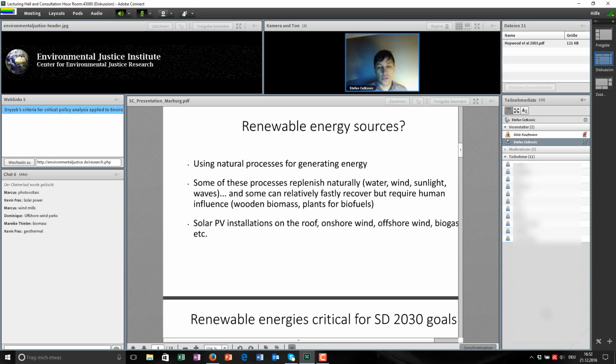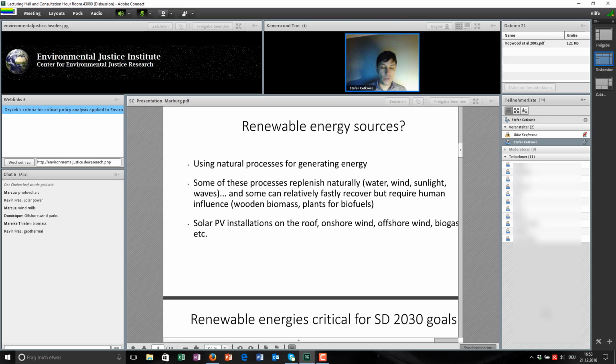So we grow wood, for instance, to produce biomass for biomass plants. We grow crops to produce biofuels, used particularly in the transport sector. And then we have what you already pointed out, these different technologies such as solar PV, for instance in the form of solar PV installations on the roof. We have onshore wind, so wind parks built on the land. We have offshore wind, which are wind parks built on the sea. We have biogas plants, and so on.